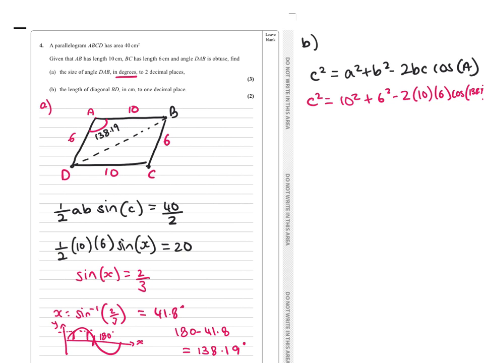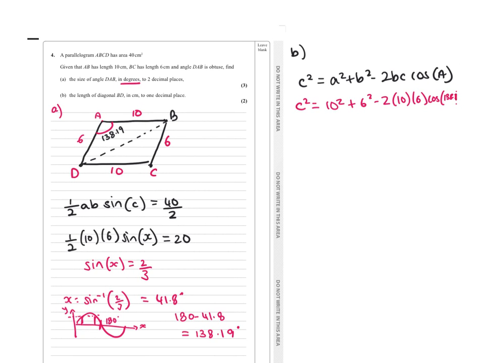138.19. Please make sure that your calculator is in degrees. When I do this in square root, I'm going to get BD equals 15.0 to 1 decimal place. And again, this is centimetres.